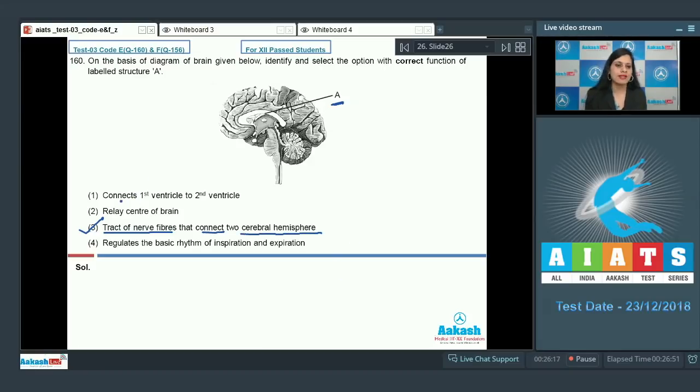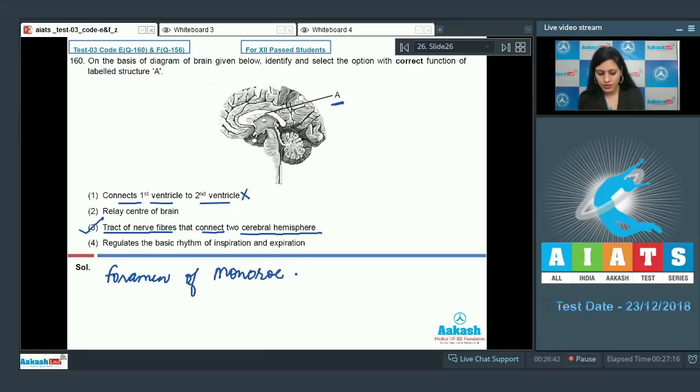The first option given is connects first ventricle to the second ventricle, and this is an incorrect option because it is foramen of Monro, which connects the first and second ventricle with the third ventricle. So this is an incorrect option.